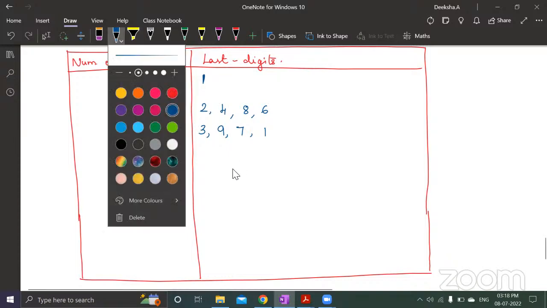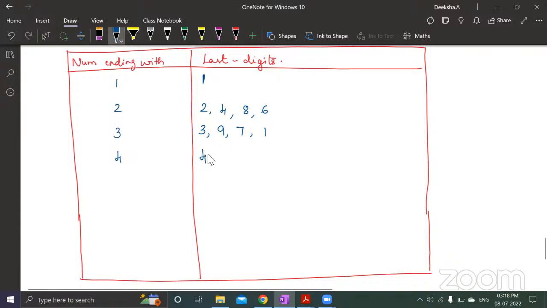Next, we'll write for 4. 4 power 1 is 4. 4 squared is 16, where the last digit is 6. 4 cube is 64, where the last digit is 4, and 4 I have already written, so I won't write it again. Now, number 5. Number 5 will always have 5 in the end. Only 5. 5 squared is 25. 5 cube is 125. 5 power 4 is 625. So any number that ends with 5 will have 5 as the last digit.